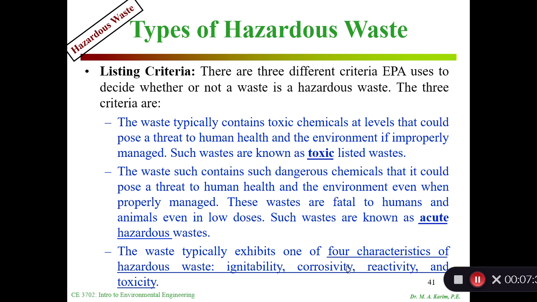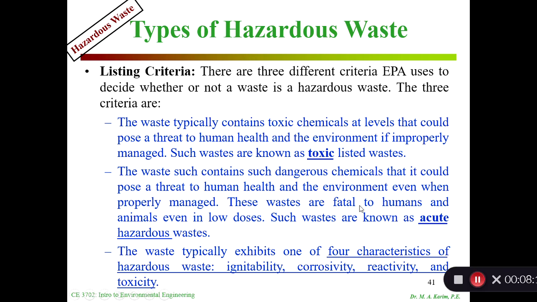So what criteria does a waste have to meet to be on a list? There are 3 different criteria EPA uses to decide whether or not a waste is a hazardous waste. First, it typically contains toxic chemicals at levels that could pose a threat to human health and the environment if improperly managed. Such wastes are known as toxic listed waste. Second, the wastes contain such dangerous chemicals that they could pose a threat to human health and the environment even when properly managed.